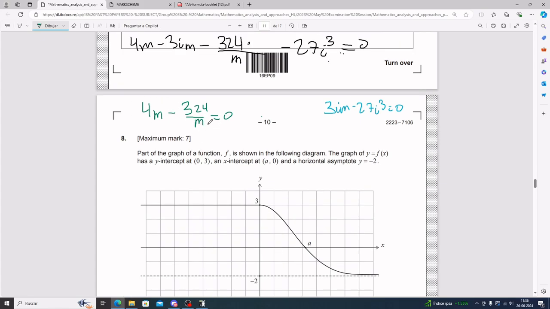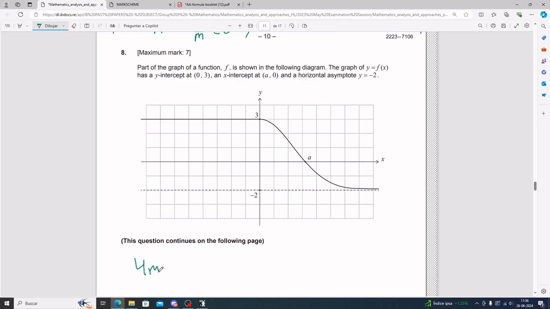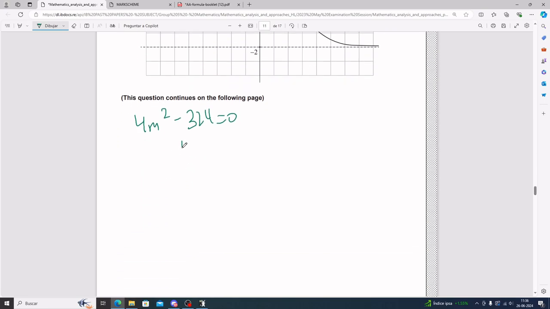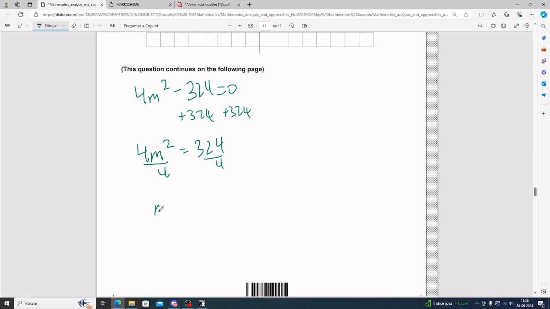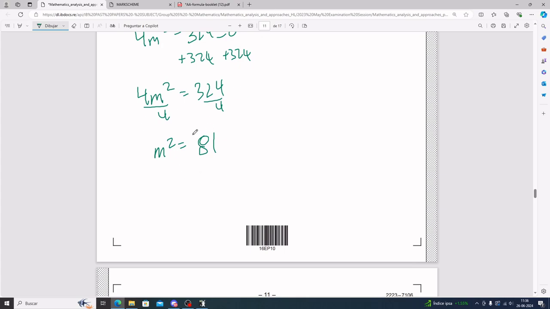Now, because you have m on a denominator, I strongly suggest that you just multiply everything by m. So if you multiply everything by m, you end up with 4m squared minus 324 equals 0. So getting m alone, you do plus 324 on both sides, you end up with 4m squared equals 324. Divide by 4, divide by 4. M squared equals 81. You can trust me on that. You can double check later. So from here, you can now do square roots in order to get m alone. So m has to equal plus or minus 9.